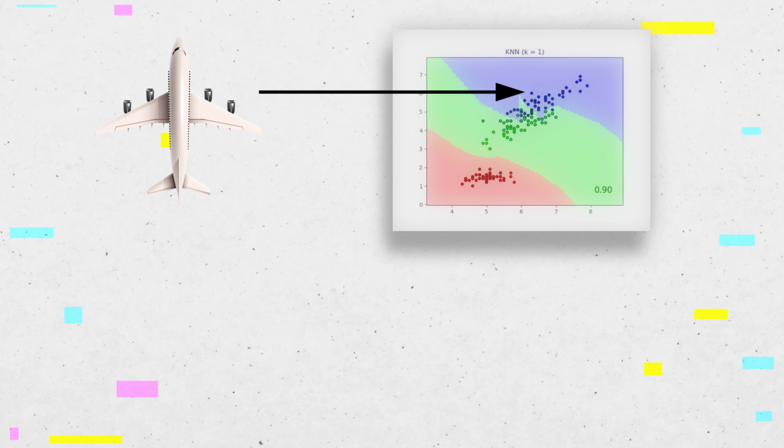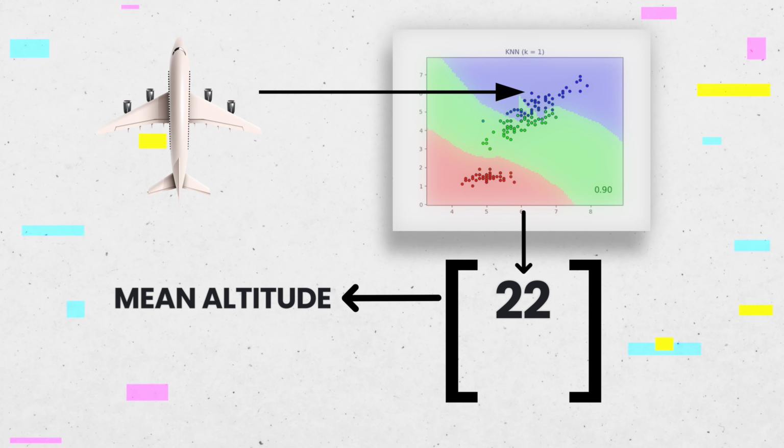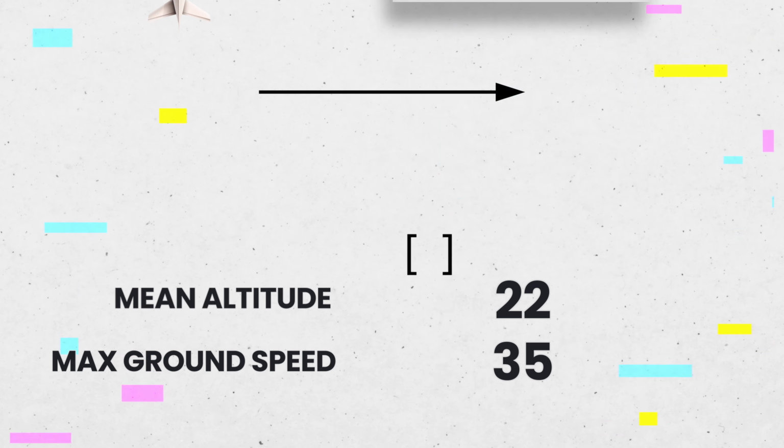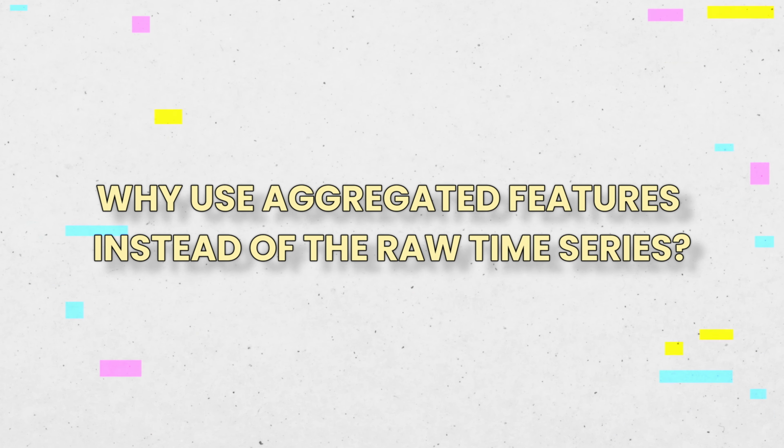Now to the model. The idea behind k-nearest neighbor is simple. Every flight becomes a single point in a feature space, described by a list of numbers. One feature might be the mean altitude, another the maximum ground speed, and so on. But why do we use aggregated features instead of feeding the raw time series directly?